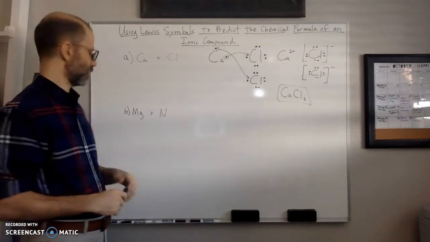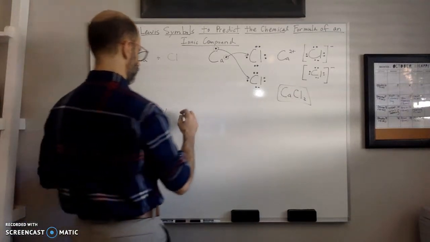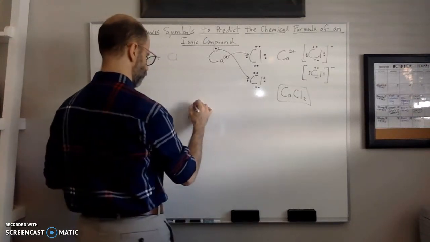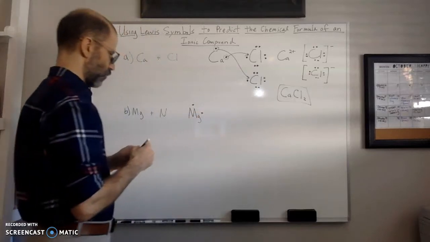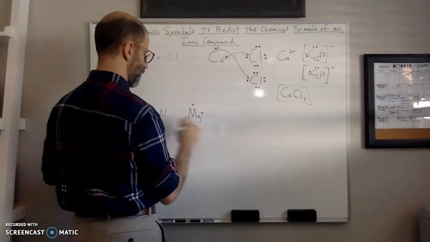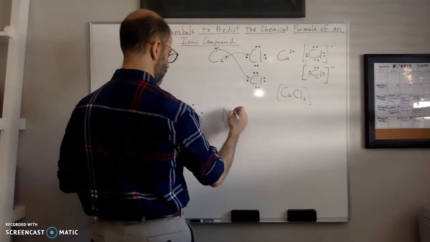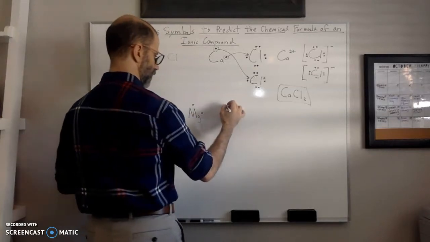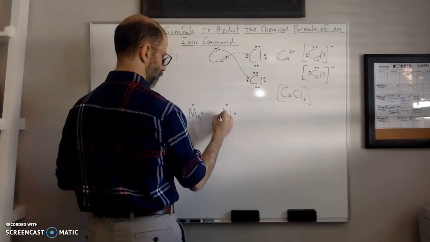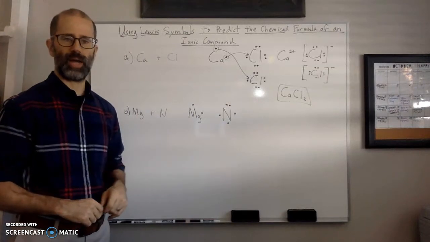Okay, so what about the next one? We have magnesium and nitrogen. So same thing. We're going to write out the Lewis dot structure for magnesium. It's also in group 2, so we'll put 2 dots there. And then the next one, nitrogen is in group 5, so that's going to be 5 valence electrons. So we're going to do 1, 2, 3, 4, and then 5. So this is the Lewis symbol for nitrogen.